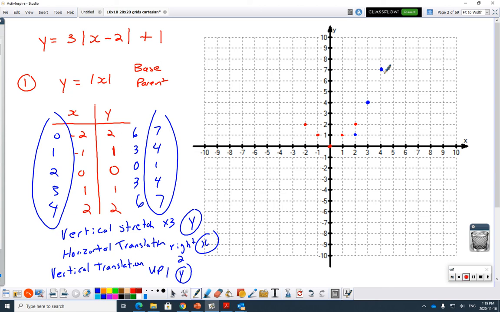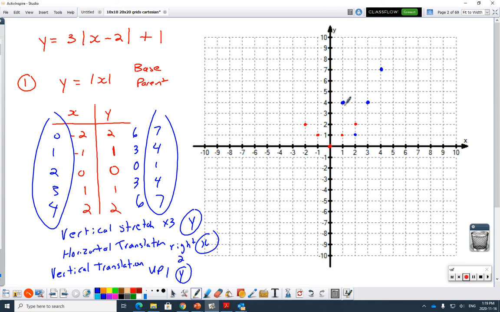So I'm going to slow it down. I'm going to take this point right here. I'm going to vertically stretch it by factor 3, which means multiply the y value by 3. It goes up to 3. Then I take that and go right 2, up 1. See how fast the right 2, up 1 is? The translations go super fast.